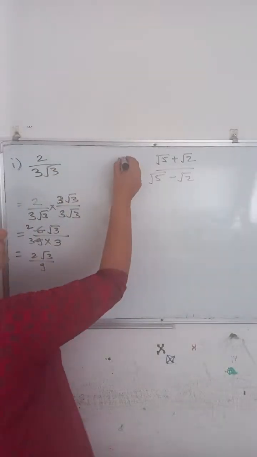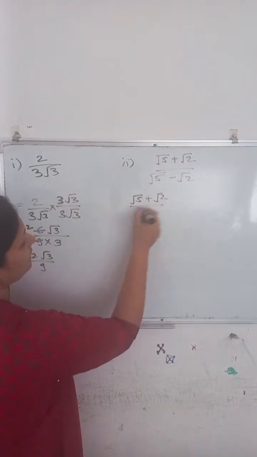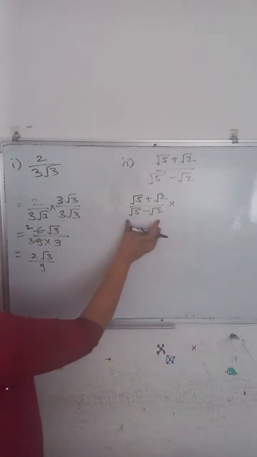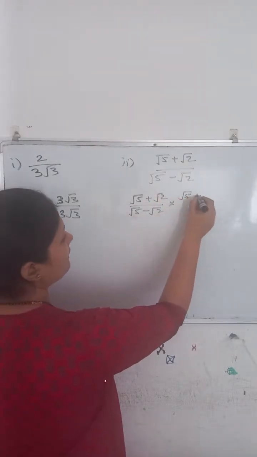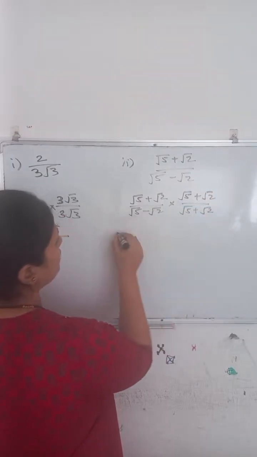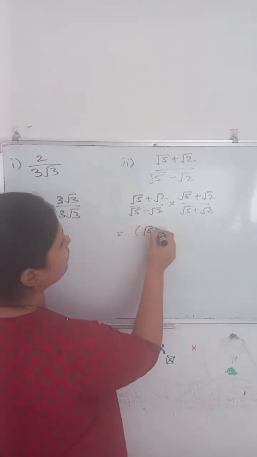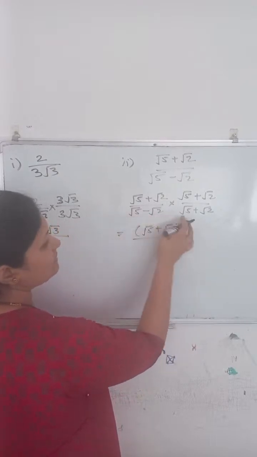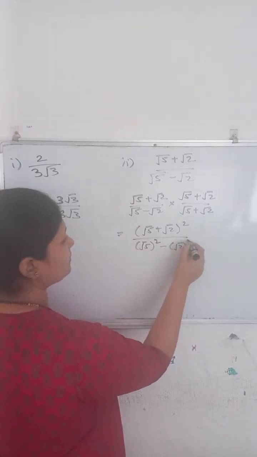Now for the second part we can do root 5 plus root 2 divided by root 5 minus root 2. Multiply with the same denominator but the opposite sign. So we multiply root 5 plus root 2 upon root 5 plus root 2. Here the same things are multiplied, so I can write root 5 plus root 2 whole bracket square divided by a minus b, a plus b, that is nothing but a square minus b square.